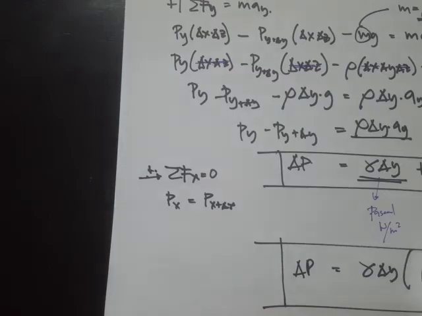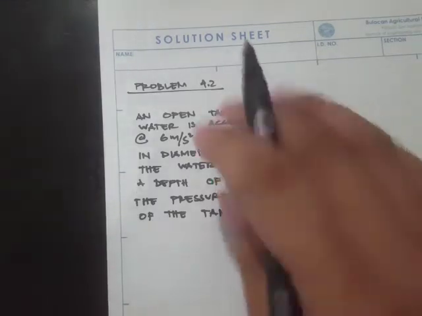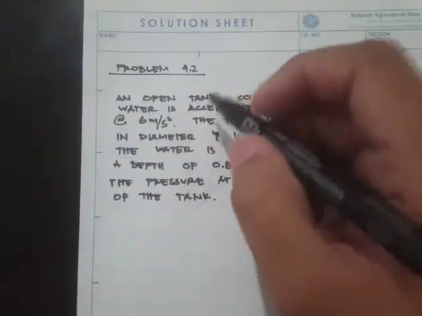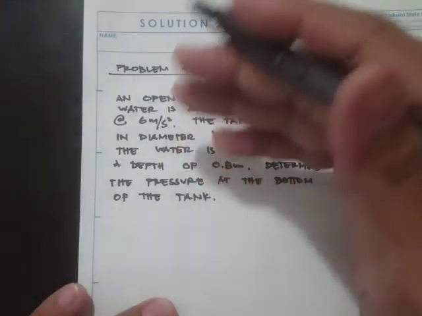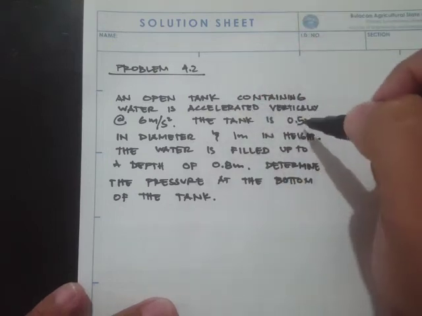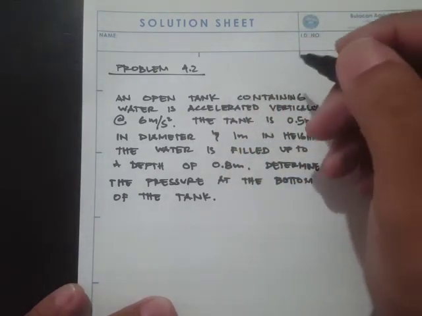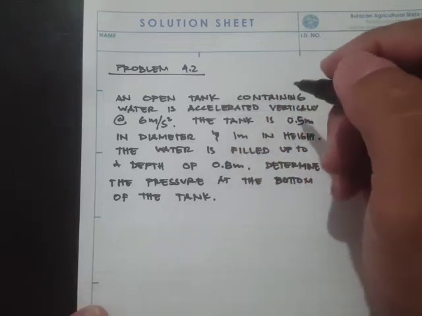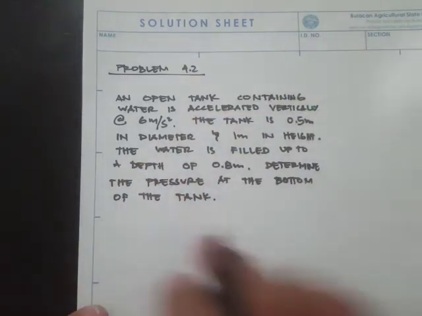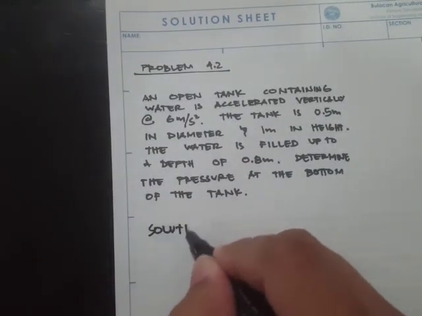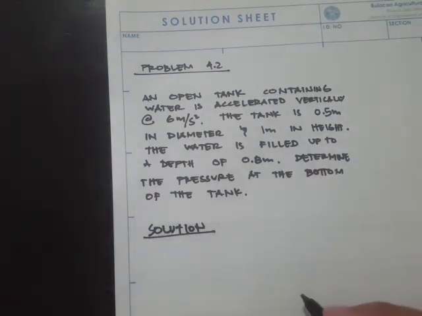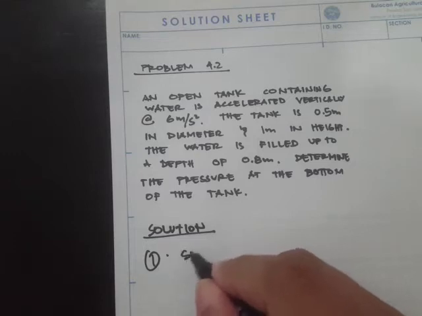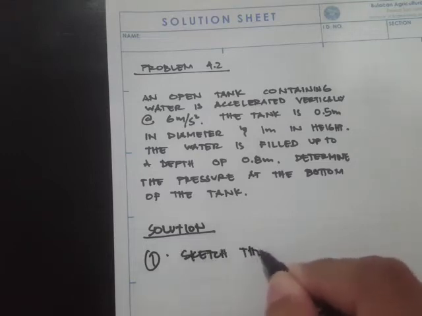Now let's try to apply this equation to one of our problems. Problem 4.2 says an open tank containing water is accelerated vertically at 6 meters per second squared. The tank is 0.5 meters in diameter and 1 meter in height. The water is filled up to a depth of 0.8 meters. Determine the pressure at the bottom of the tank. Since we're not given any figures or illustration, the first thing to do is to sketch the problem.